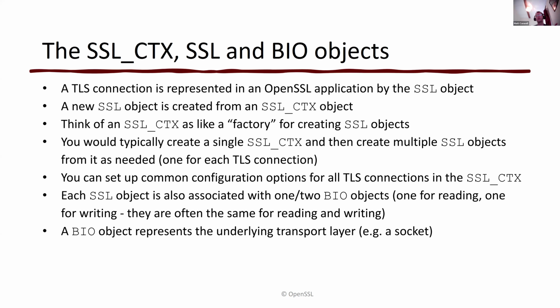So normally you would create one SSL context. You do that probably early in your application, maybe in the main function of your application. So you create one of those, and then for every TLS connection that you want to create, you will create an SSL object.